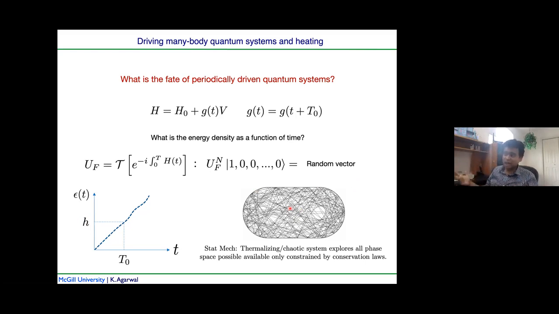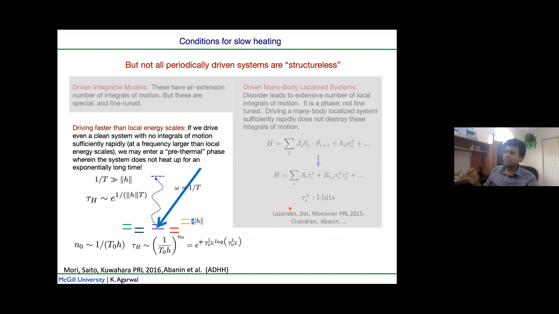So obviously that's bad because at high temperatures, there are no interesting correlations. So the question is, can you ever use periodic driving to engineer quantum systems, especially many-body quantum systems? And so over the last decade or so, we have come across many examples where, in fact, periodic driving doesn't lead to immediate heating of a quantum system. Okay? So there are many different settings in which this works out.